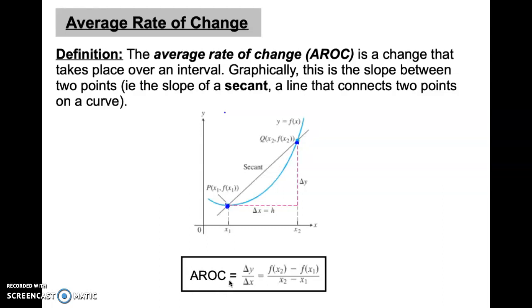So for AROC, it's going to be the change in y over the change in x, also known as rise over run. And in terms of our points, it would be f(x2) minus f(x1), all over x2 minus x1. So we're really just using the exact same slope formula that we used in grade 9, because we're really just finding the slope of a line.